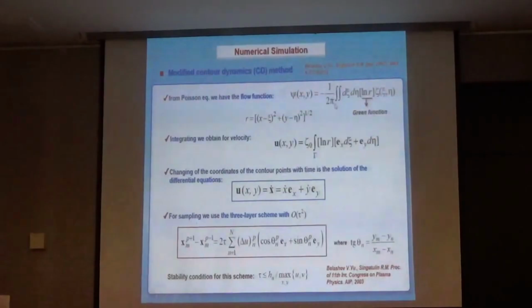For numerical simulation, for sampling, we use the three-layer scheme in this form. The stability condition for this scheme is given by this inequality. I should say that the CD algorithm is rather simple and doesn't take such time expenses as, for example, the algorithms based on the direct solution of the Navier-Stokes equation.